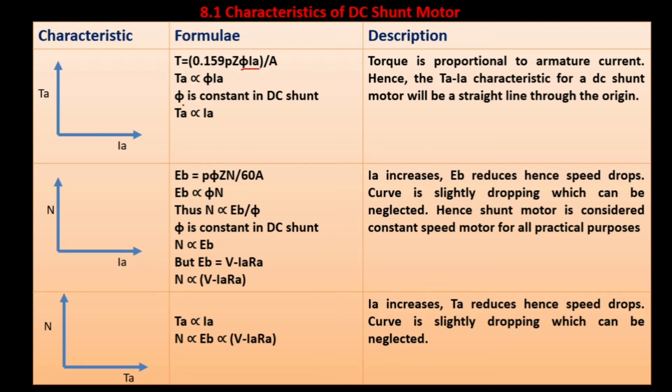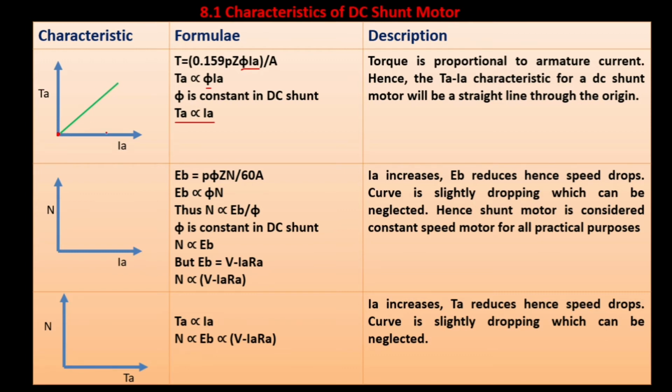Now here I know that phi is constant. If phi is constant, I can neglect it. Then I can say that torque is directly proportional to Ia. If something is directly proportional to something, you get a straight line passing through the origin. So this is the characteristic you get. It is a straight line passing through the origin.